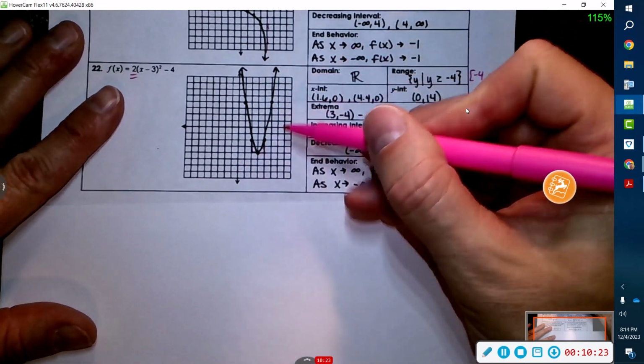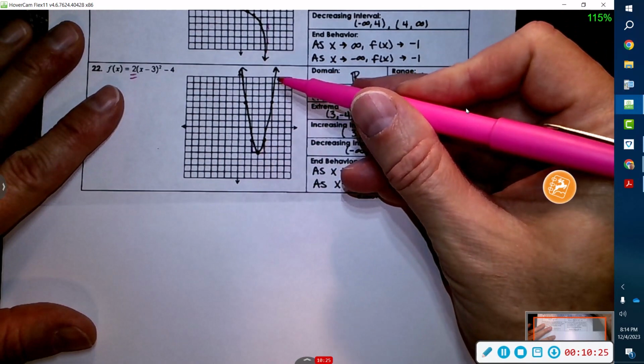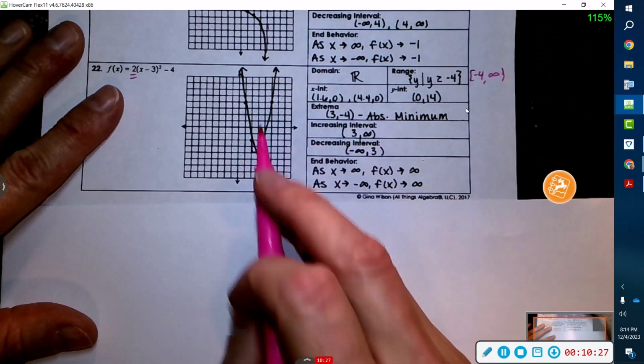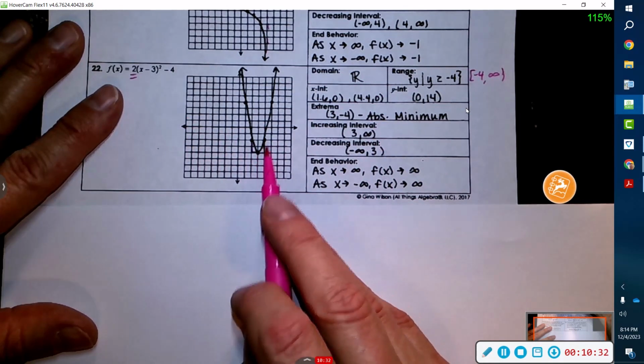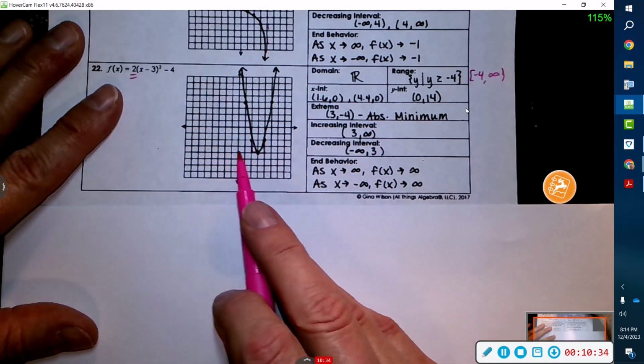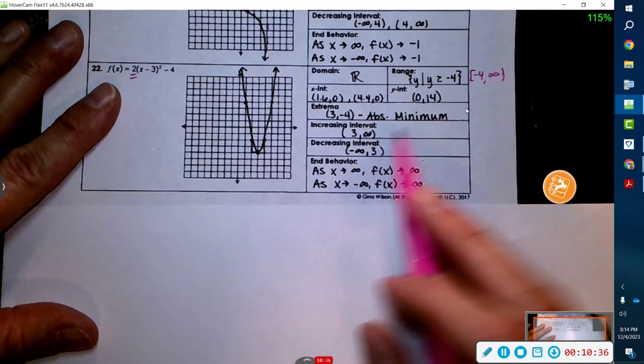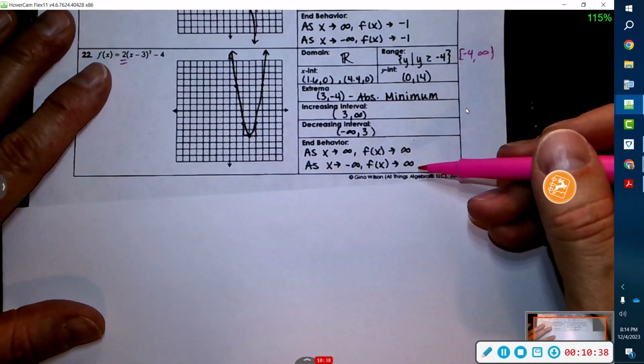This guy is increasing from here in this direction, and then it's decreasing from all the way to the left to here, and then it switches. So it decreases coming this way, and then starts to increase going this direction. These guys shoot off both to positive infinity.